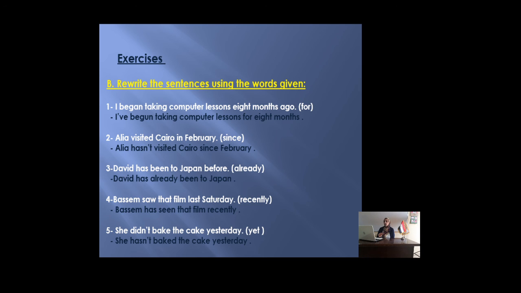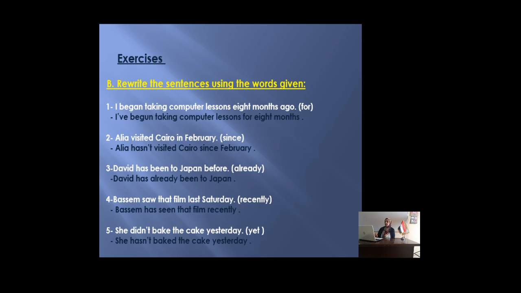Let's go to number 2. Alia visited Cairo in February. So I want you to use since. So the last time that she was there was in February, that's why we have to say Alia hasn't visited Cairo since February. Number 3. David has been to Japan before. I want to use already. So David has already been to Japan.